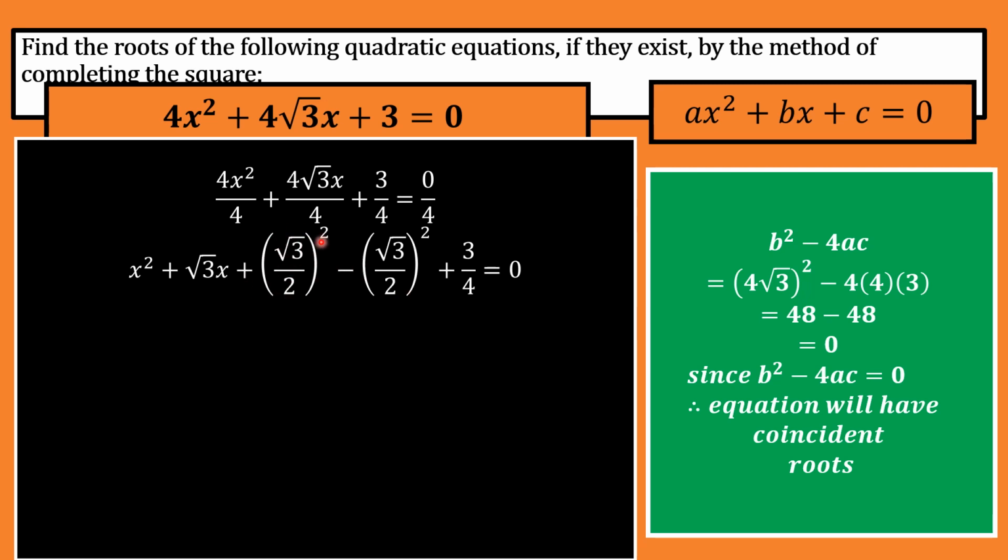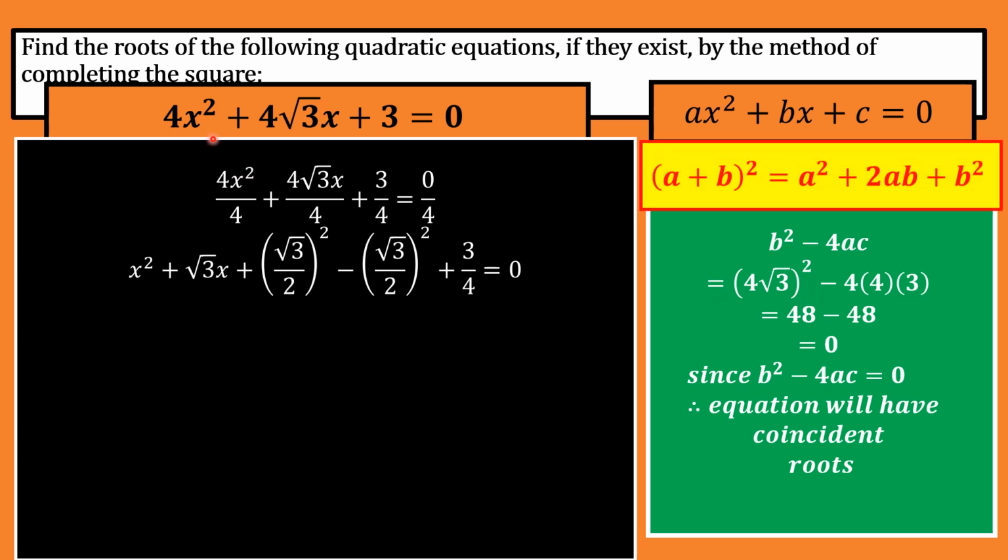Under root 3 upon 2 square minus under root 3 upon 2 square, plus the remaining third term, that is the constant, in this case 3 upon 4, is equal to 0. So here, we completed the square with the first two terms to get it in the form of a plus b whole square. A is x and b is under root 3 upon 2. Okay, so the first three terms are written as a plus b whole square.